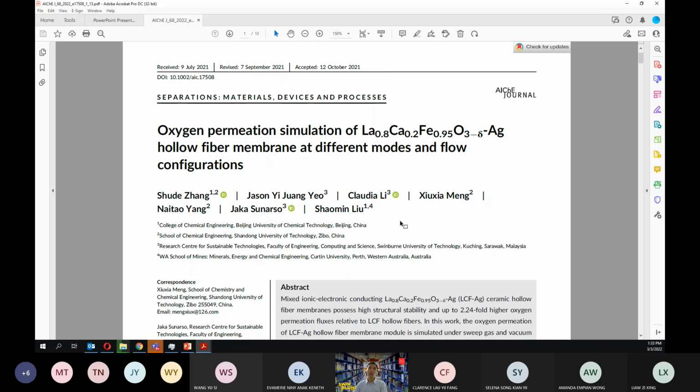I think I finished my PhD in 2010, from the University of Queensland. So you have two seniors in here. The second name in here is your senior. I think he graduated not long ago, in 2020. Jason Ijuang Yo. And then you have another senior.